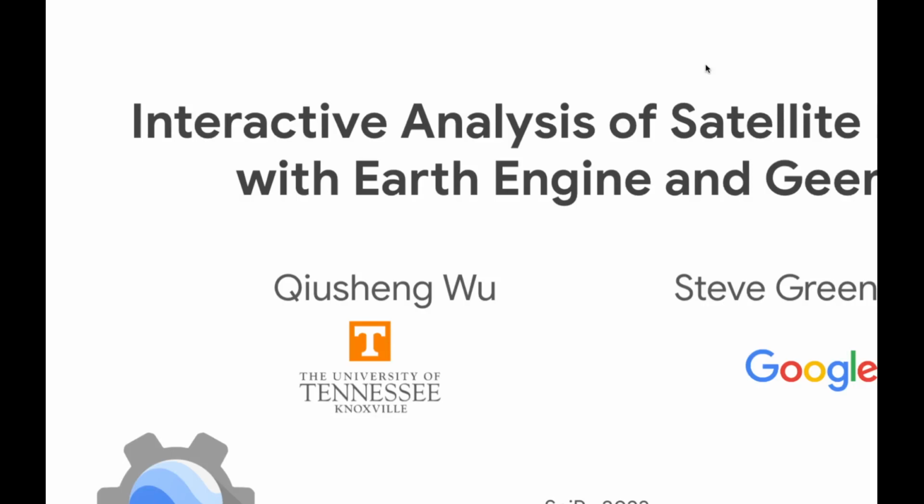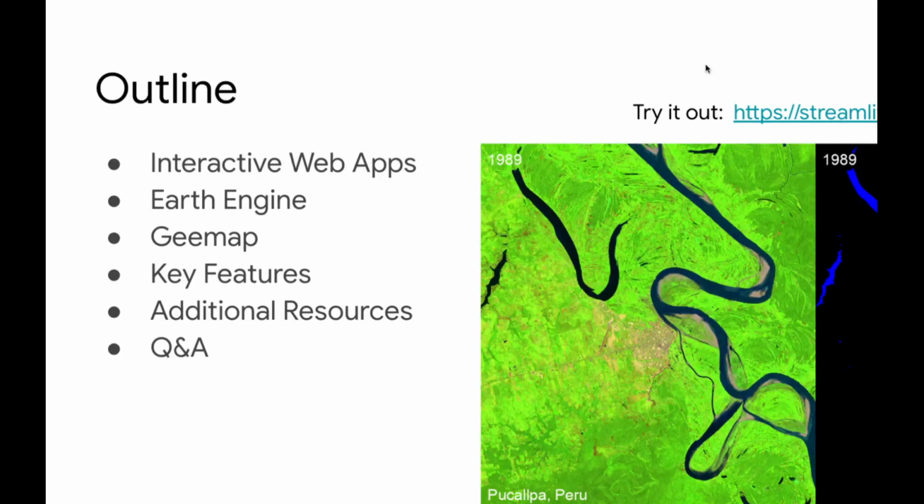Our title is Interactive Analysis of Satellite Imagery with Google Earth Engine and Geemap. You can scan the QR code at the lower right corner to access the slides if you want, and also the link at the bottom there to get access to the slides.